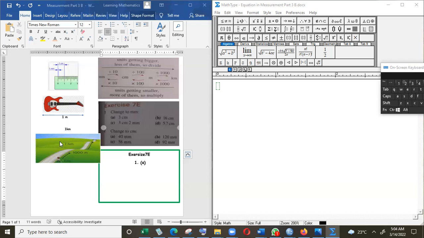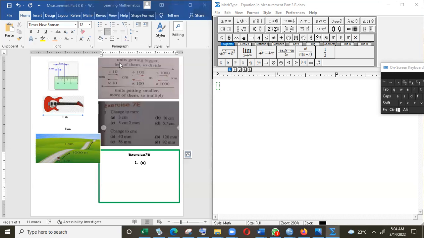Now we have the kilometer, which is the largest. The kilometer, as you can see, is like the distance between two villages, the length of a road between two places. The kilometer is 1,000 meters. So you have 1,000 meters to get a kilometer, so the kilometer is the biggest.